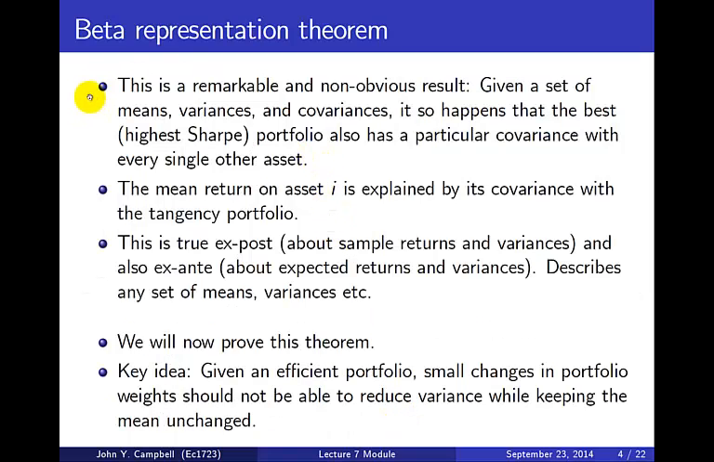Now, this result is remarkable, and it's not obvious. We start with some arbitrary set of means, variances, and covariances. We take an efficient portfolio. What does efficient mean? It means that it has the highest Sharpe ratio. And then it turns out that that portfolio with the highest Sharpe ratio also has a very particular covariance with every single other asset. And the mean return on any asset is explained by its covariance with this tangency portfolio, or efficient complete portfolio.